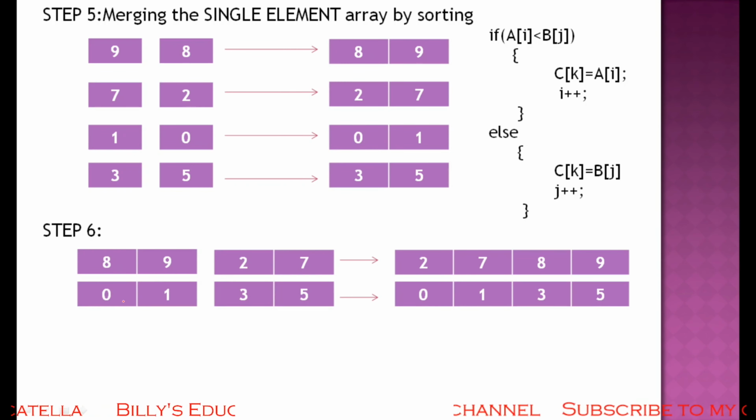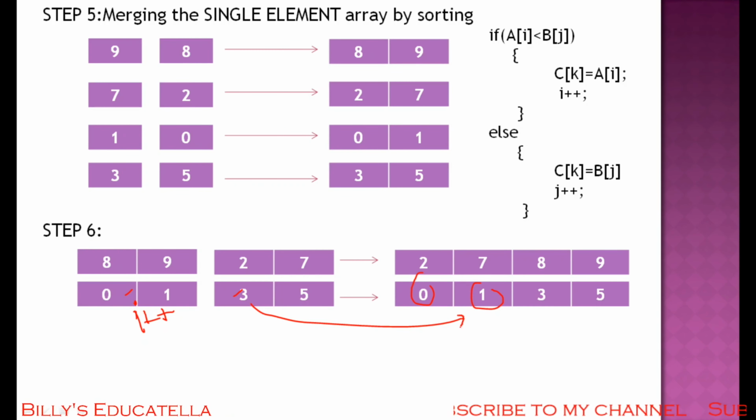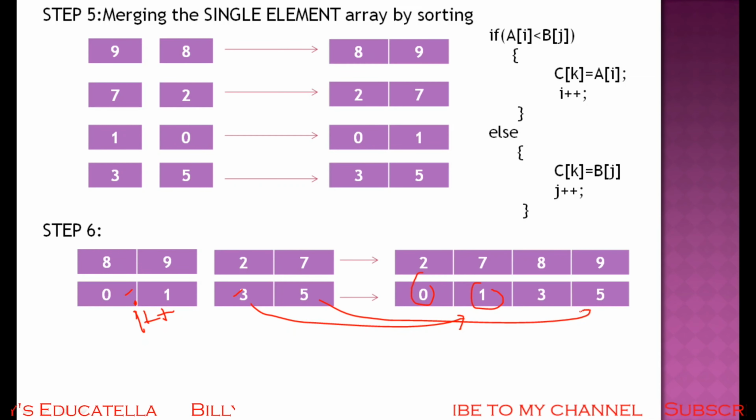Here 0 is compared with 3. 0 is less than 3. So 0 is put in the first place. Next, this value is incremented by i plus plus. So 1 is compared with 3. 1 is less than 3. So 1 is put in. Next, these values will be put into the array directly. Next, merging these two arrays.